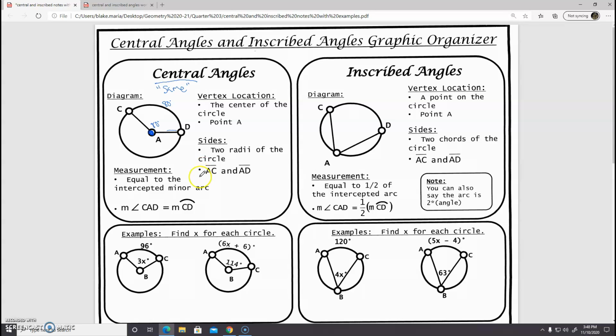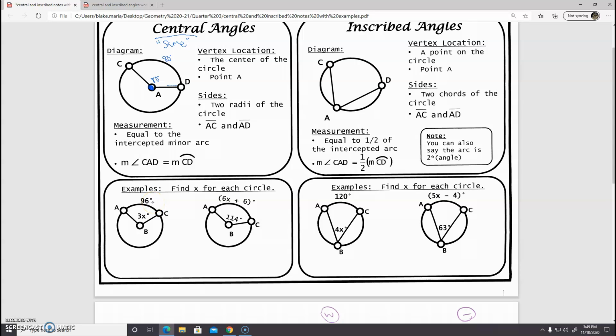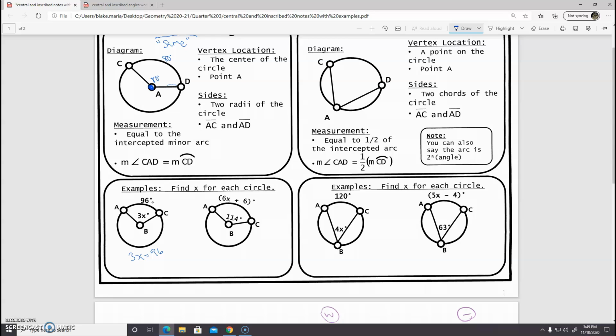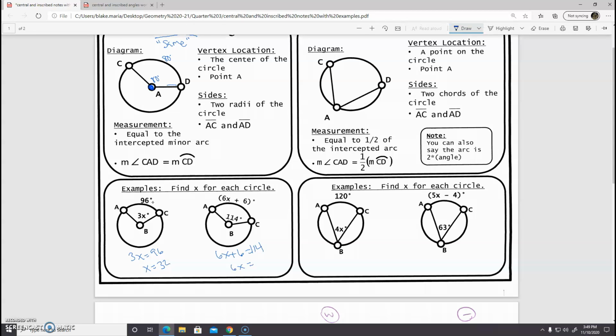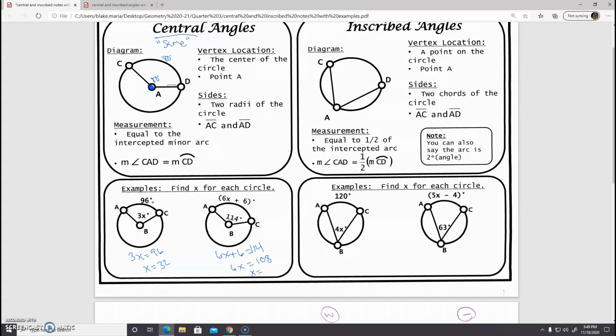So when you're looking at the examples, you know that central, right? ABC is a central angle, has to equal 96. So 3x has to equal 96. So x equals 32. Divide both sides by 3. All right. Here, you know 6x plus 6 has to equal 114. Central, same. Subtract 6 from both sides, and then divide by 6. So we get 6 into 10 goes once. 18.